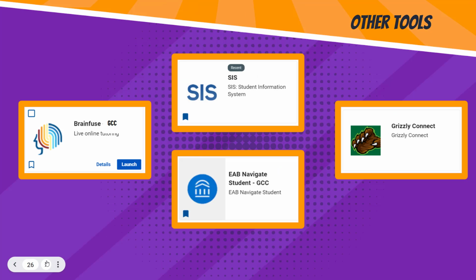What are some other tools that might be important to you? Let's talk about them. SIS is the student information system where you're going to update your address, your preferred email, your preferred name, and you're going to see your grades and get your unofficial transcripts. Grizzly Connect is where you can look for student activities. EAB Navigate is where you can make appointments with your advisor. And BrainFuse is where you can make online live tutoring sessions.